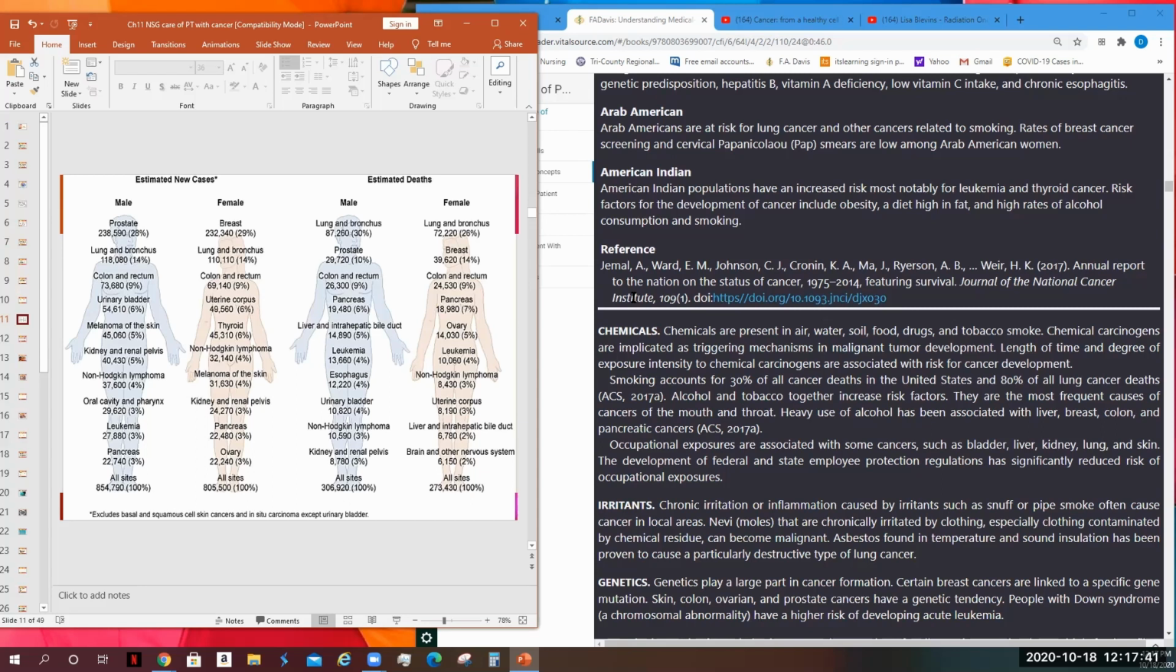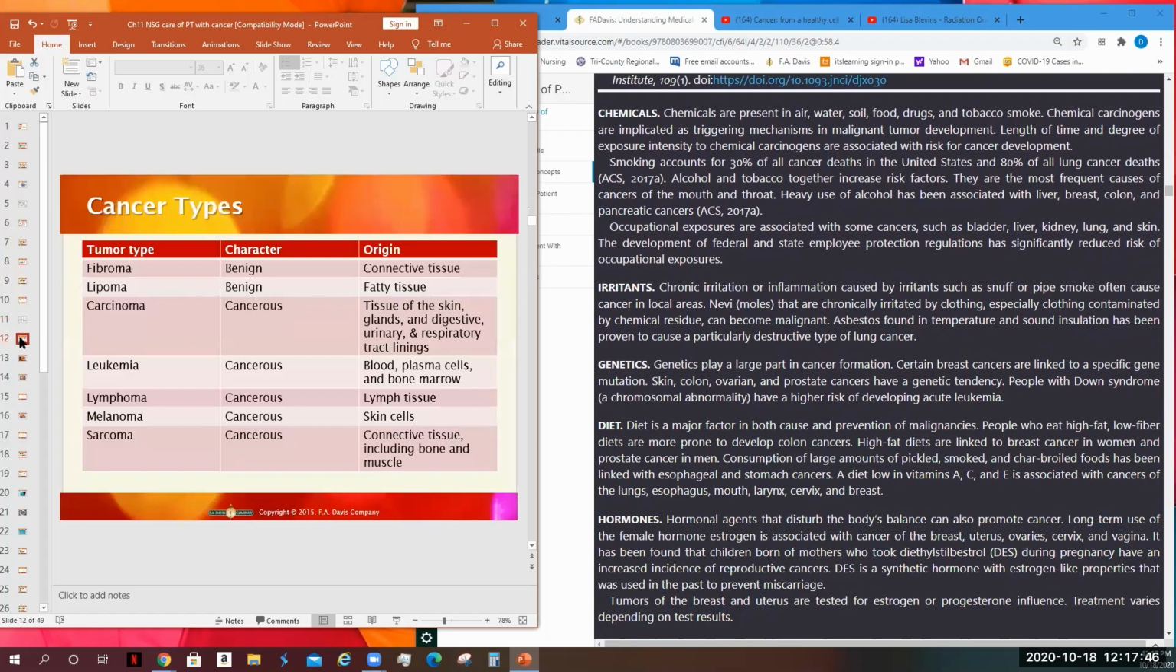Chemicals. Chemicals are present in the air, soil, water, food, drugs, and tobacco smoke, as well as in the households.